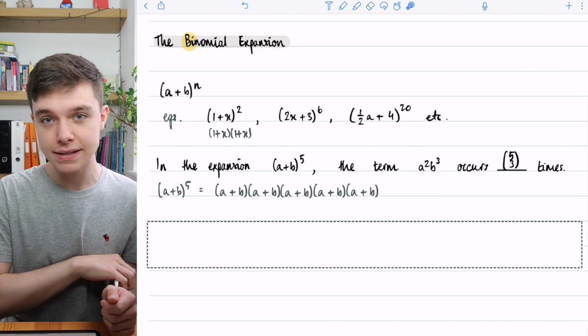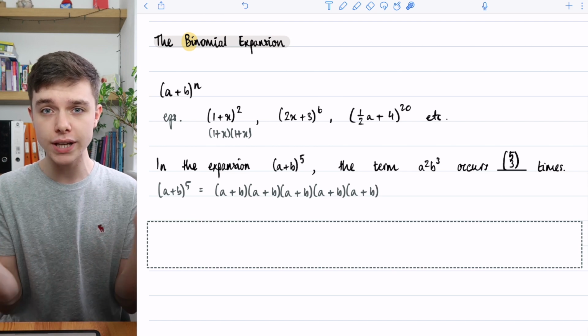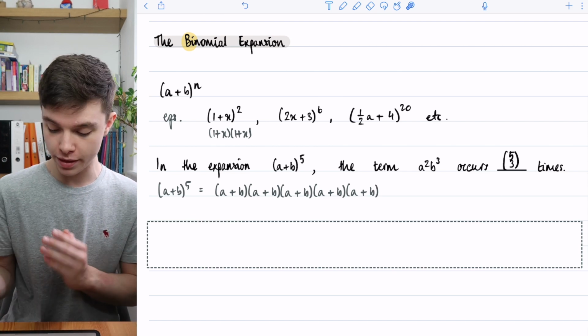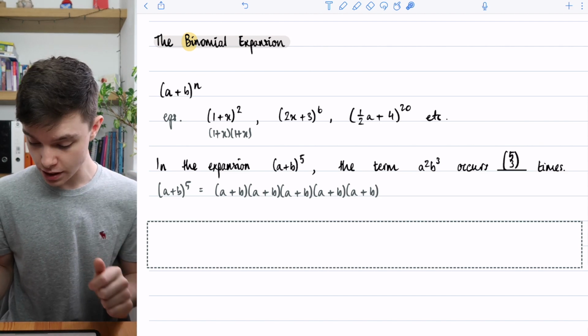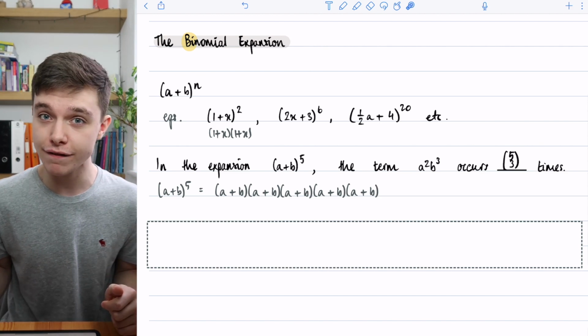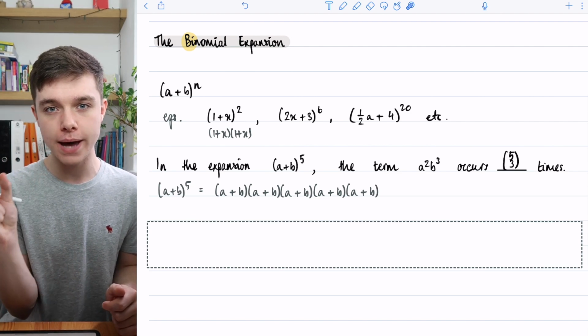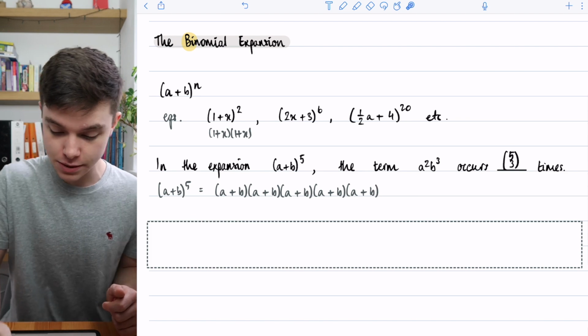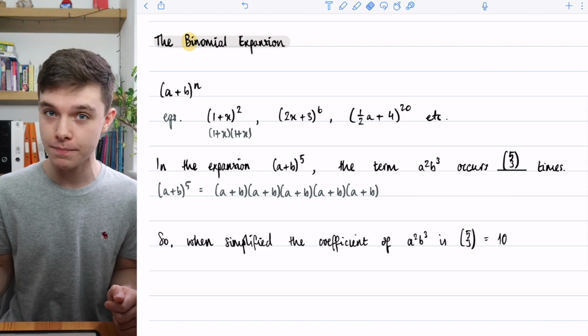So that's how many times it occurs, and because it occurs that many times, when we've done the expansion we add it up that many times. We're going to have a squared b cubed 5 choose 3 times. Now 5 choose 3 is 10, so we're going to have the sum of a squared b cubed 10 times. So what that means is the coefficient, when simplified, will be 10.